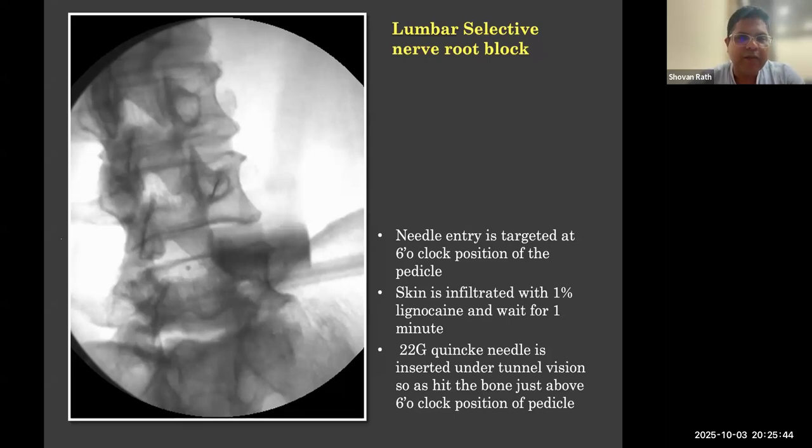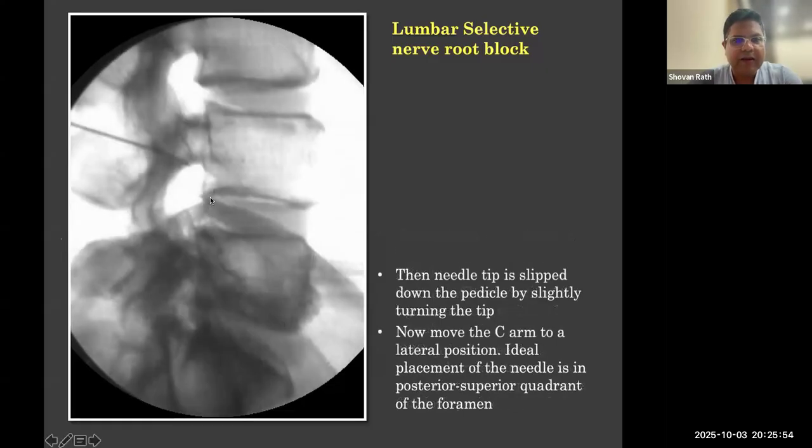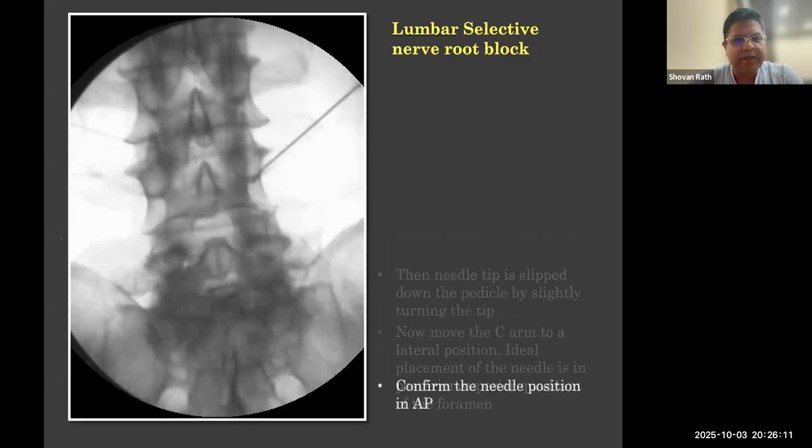That's not a dictum. But if you want to see the direction of the needle, for newcomers, you can initially bend the needle tip a little bit so that you can steer the needle accordingly. Now, after repositioning, this is the position and this is what you are seeing in a lateral view. In the lateral view, the needle tip is just on the uppermost border of the foramen. You can make it a little bit more, enter.